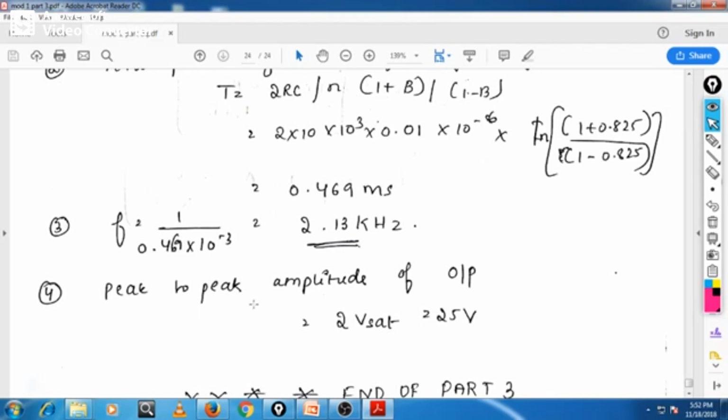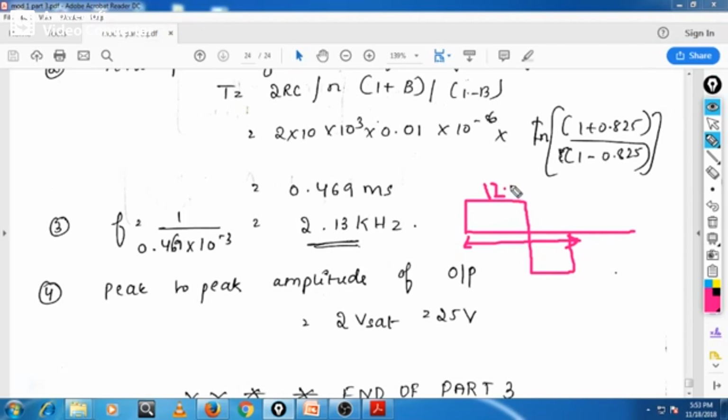Now we have to find out the peak to peak amplitude of the output. How to find it? See, this is the positive VSAT and this is the negative VSAT, and this is the time, and we found out the frequency also. The positive is 12.5, so negative is also minus 12.5. Then what is the peak to peak? Peak to peak is nothing but 25, right? So in this way we calculate this value.